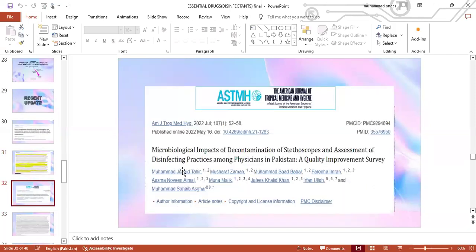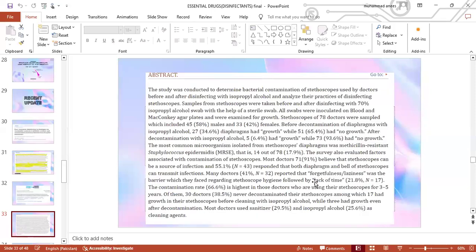This is another one, microbiological impacts of decontamination of stethoscope and assessments of disinfecting practices among physicians in Pakistan, a quality improvement survey. This survey showed that the use of contaminated diaphragms of stethoscopes has infected most patients. So before decontamination of diaphragms with isopropyl alcohol, the disinfectant used in this research, 27 diaphragms had growth while 51 had no growth. After decontamination with isopropyl alcohol, 5 had growth while 73 had no growth.